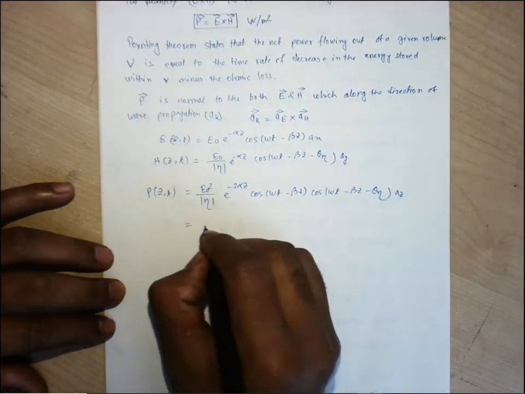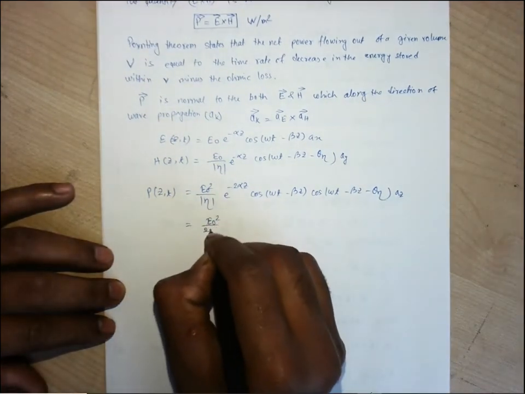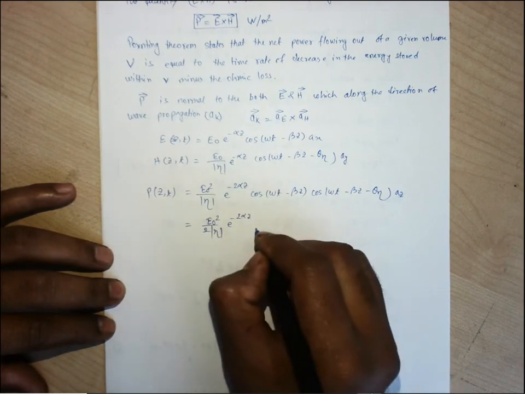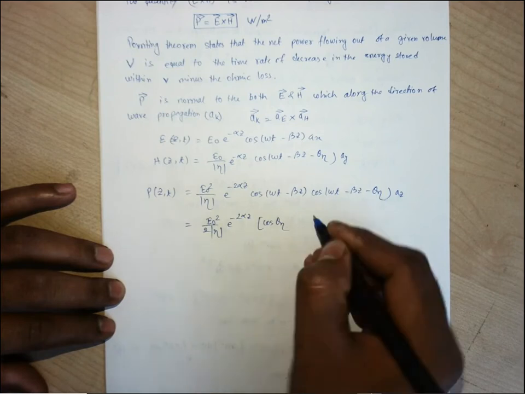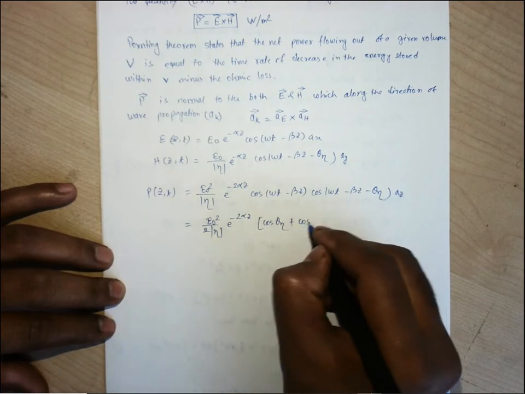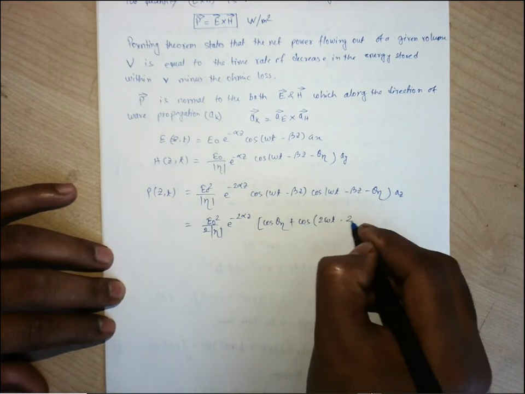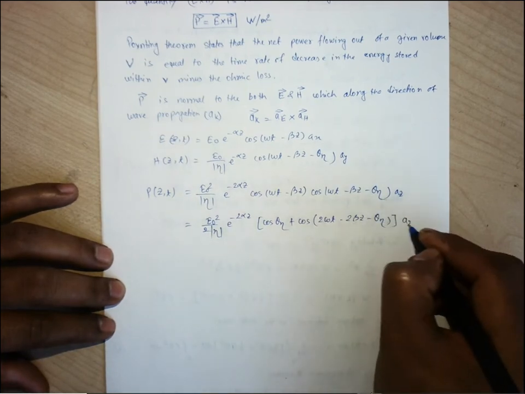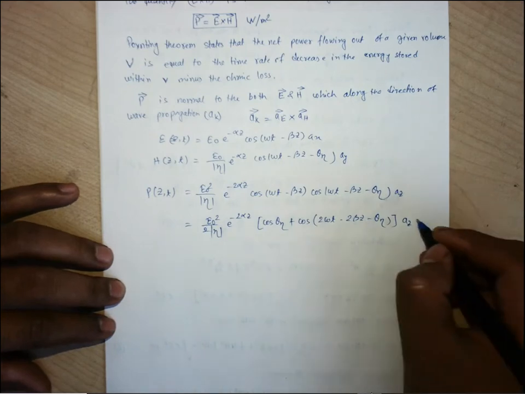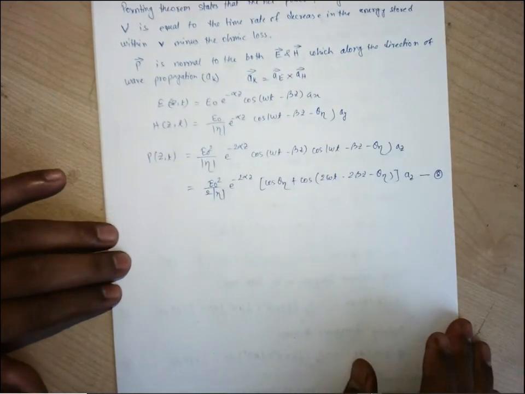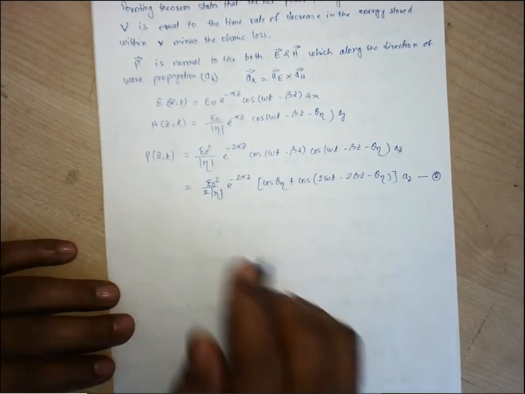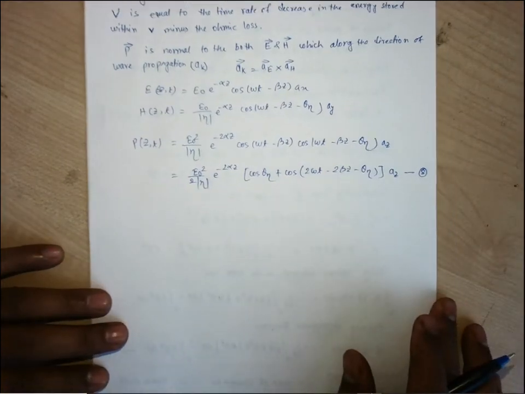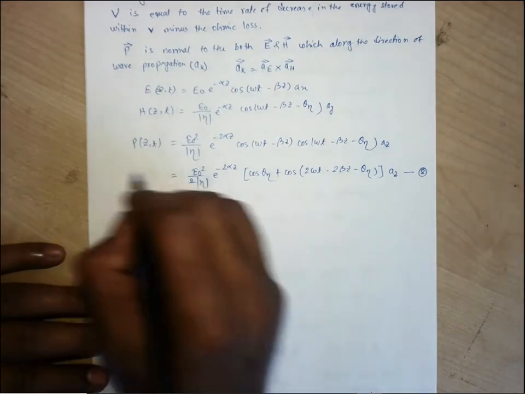We can simplify this as E0 squared by twice eta, e to the power minus twice alpha z, times cos theta eta plus cos(2 omega t minus twice beta z minus theta eta). This is equation number 8. It is the instantaneous value for a particular time instant. So what will be the average? The average will be over the period, so the time average.